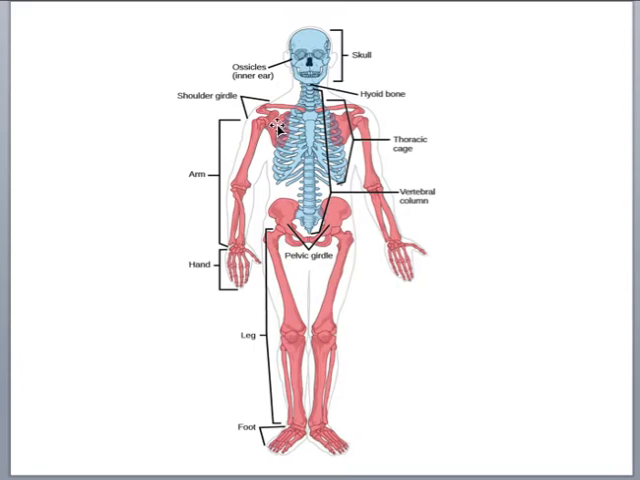So your shoulder girdle, which is your clavicles and your scapulae. Your arms, which is your humerus, radius, ulna, and bones of the wrist and hands. Your pelvic girdle, which are your coxal bones, or os coxae. Your femur, tibia, fibula, patella, bones of the ankle and feet.